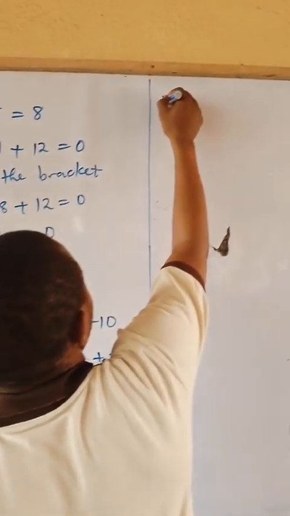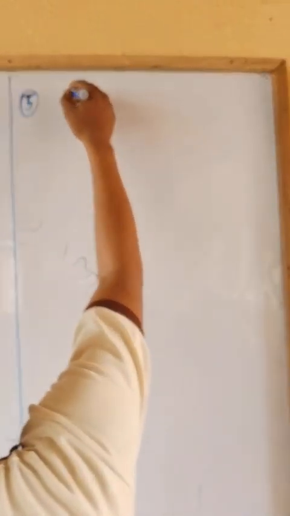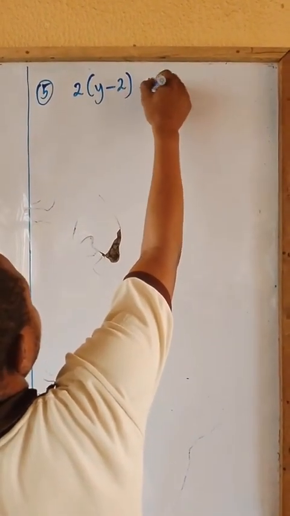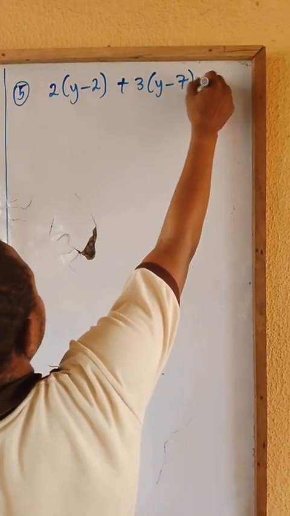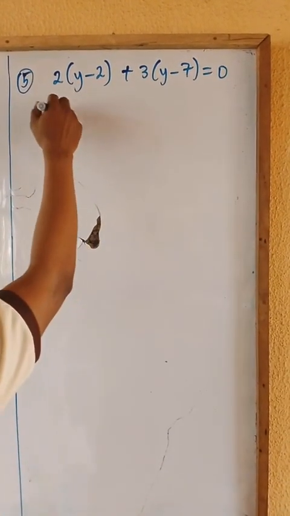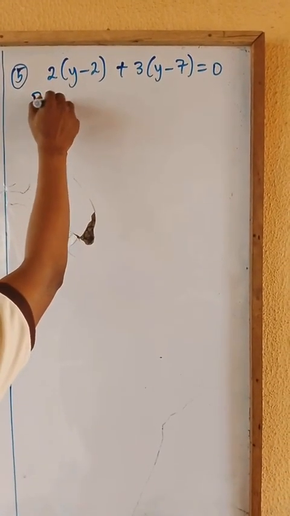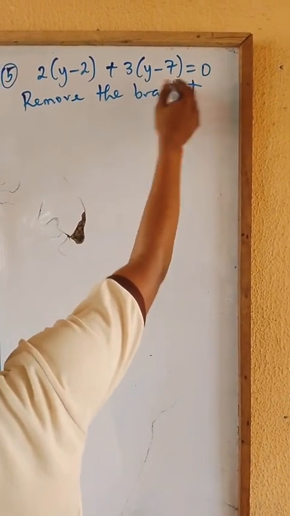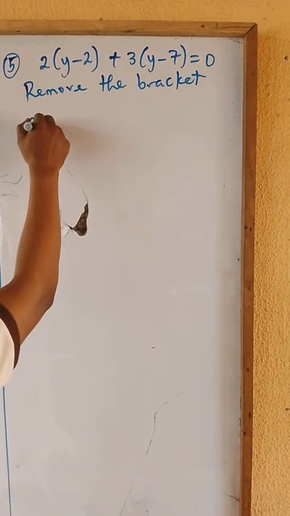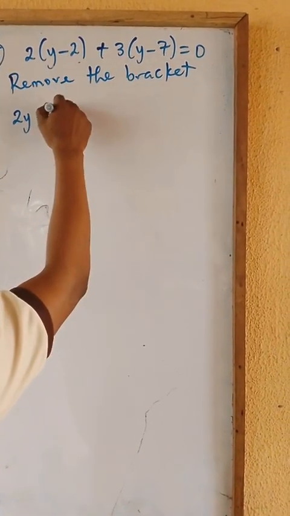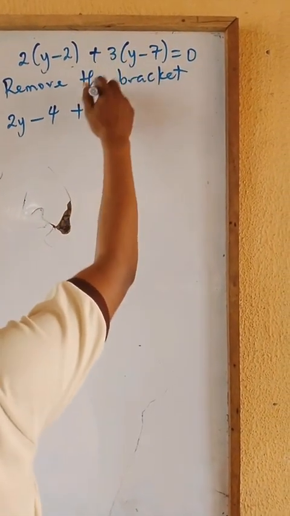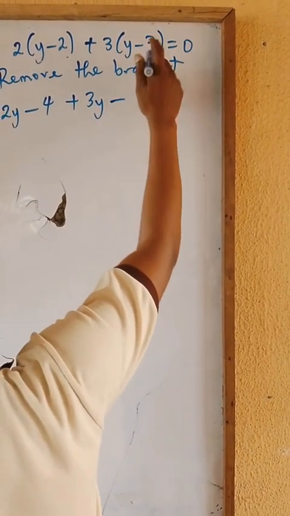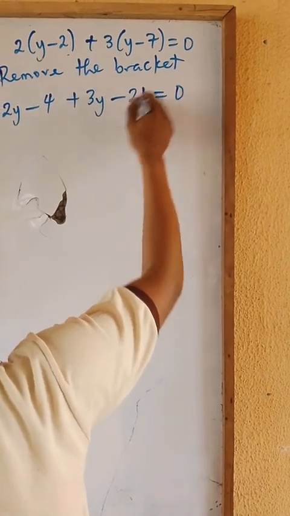Then the last but not the least question for today, we have 2 into bracket y minus 2 plus 3 into bracket y minus 7 is equals to 0. So we are going to open the bracket. And by the time we open the bracket, we are going to have 2 times y to give us 2y, minus 2 times 2 will give us 4, plus 3 times y will give us 3y, plus times minus will give us minus, 3 times 7 will give us 21 is equals to 0.